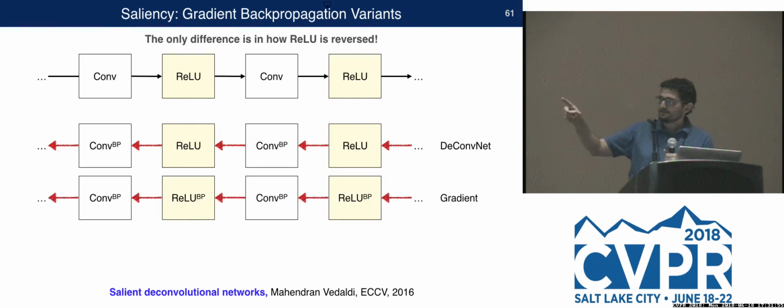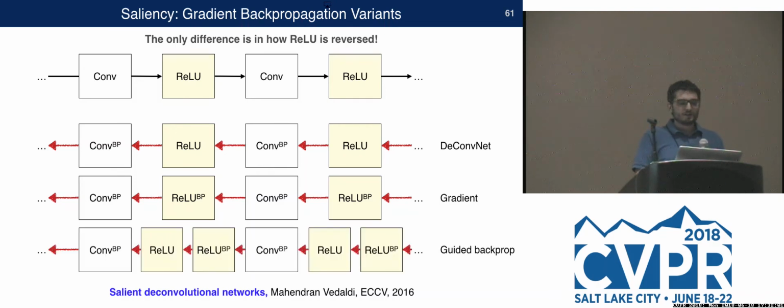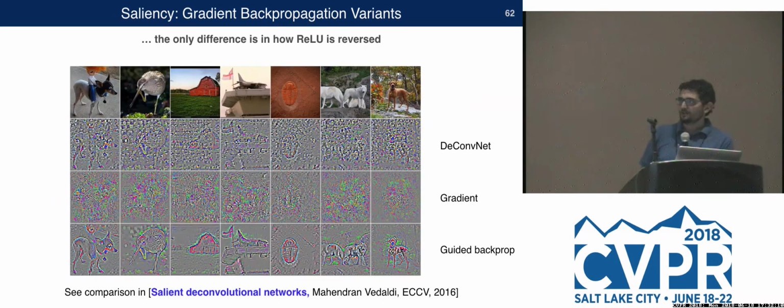If you do gradient, then all the layers are inverted in the backpropagation way. And if you do guided backprop, well, it's a mix of the two. So you get both ReLU BP as well as ReLU together. You do that, and the results look actually quite different.